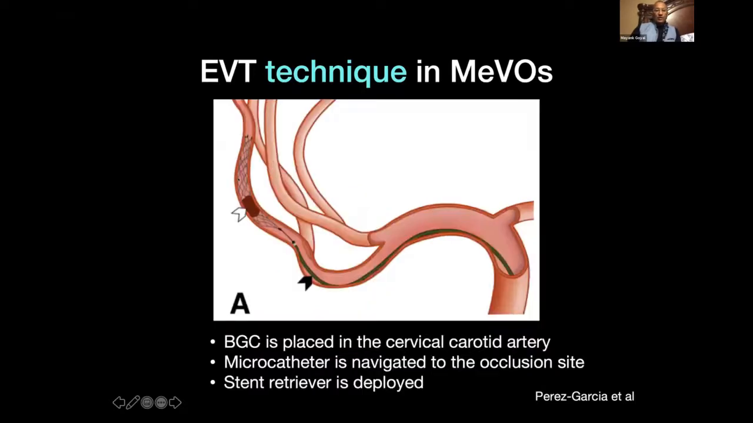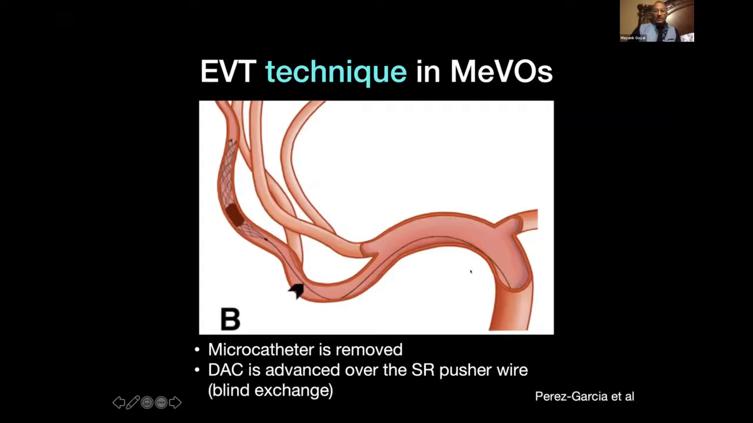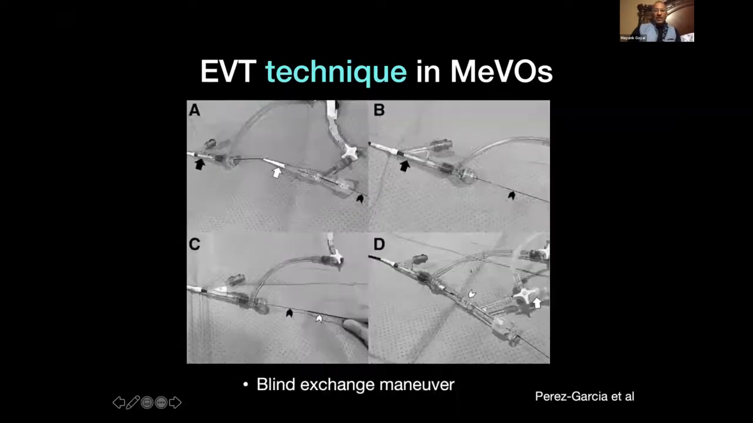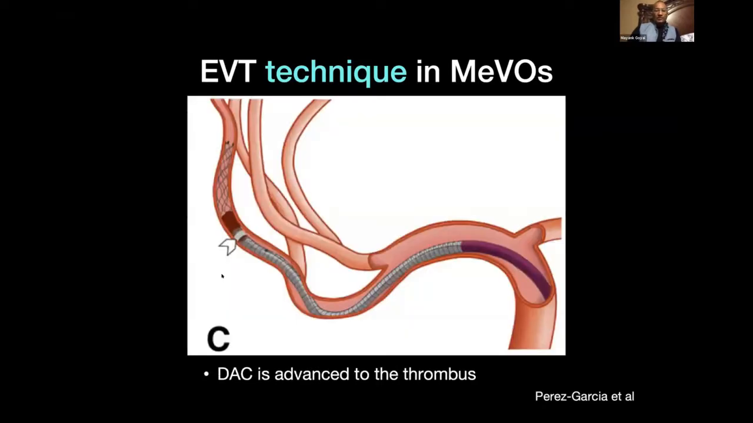So what are the steps? You deploy the stent retriever, then you pull the microcatheter out of the body, so the microcatheter is gone. Then you blindly bring up an aspiration catheter. You blindly stabilize everything and perform the blind exchange maneuver. And then you use the wire of the stent to take the aspiration catheter all the way there. So now you have a traditional BADASS technique.